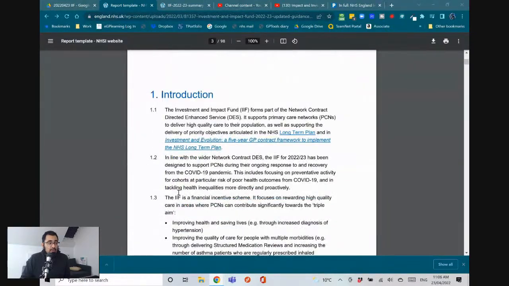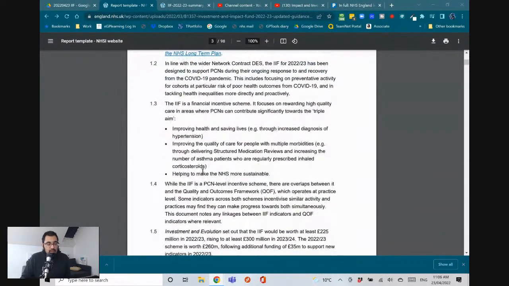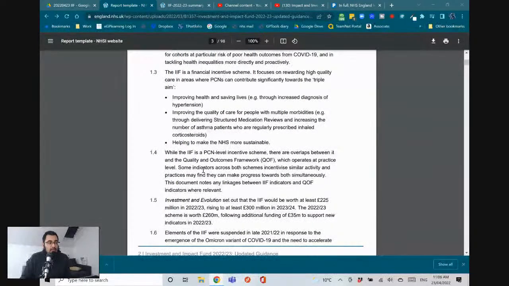It does have a couple of annexes. The annexes detail more around the prevalence payments and that kind of stuff. But the first part basically outlines what the IIF is, why they're doing it, and, from the perspective of how practices can achieve various different pieces of funding, it does outline the amount of funding.